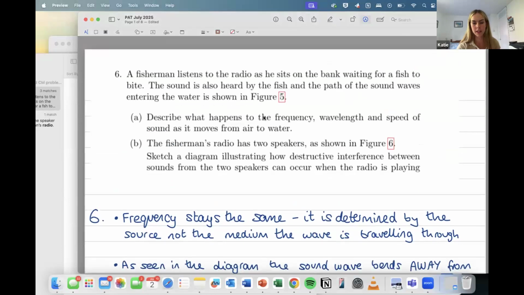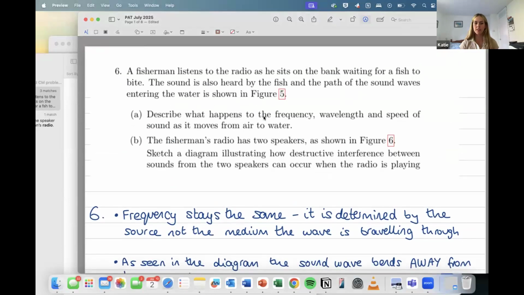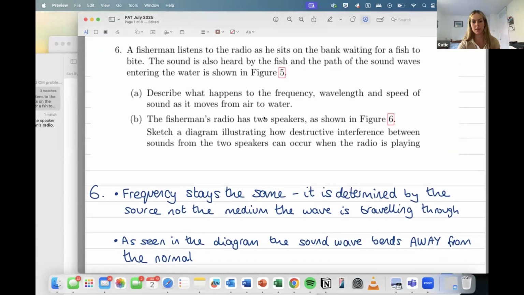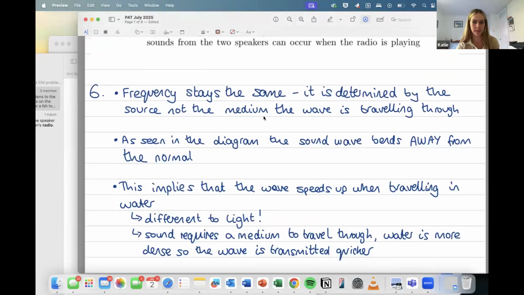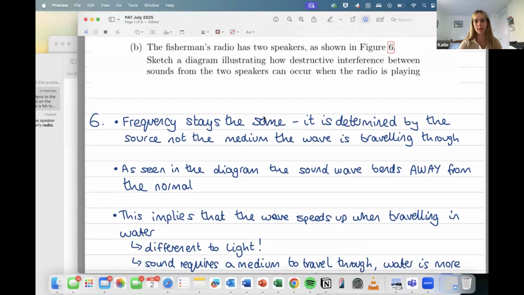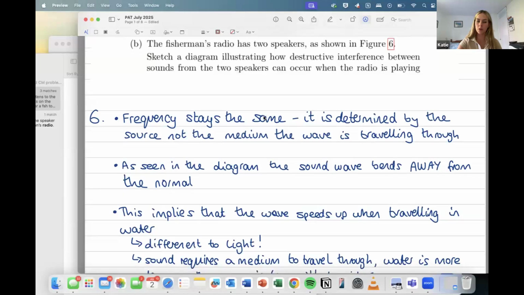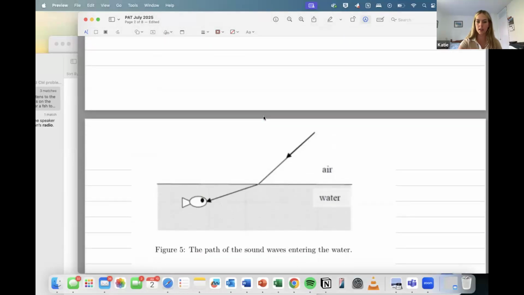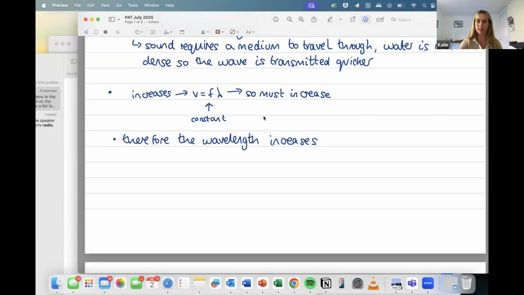Straight away we can say that the frequency stays the same because the frequency is determined by the source and not the medium that the wave is traveling through. Even though the medium's changing, the frequency of a wave will never change. That's like if you shine a colored light into a glass block, the color doesn't change. Since color and frequency are related, that never changes when it changes medium. And as we can see in the diagram, the sound wave bends away from the normal as it enters the water. This tells us that it actually speeds up.